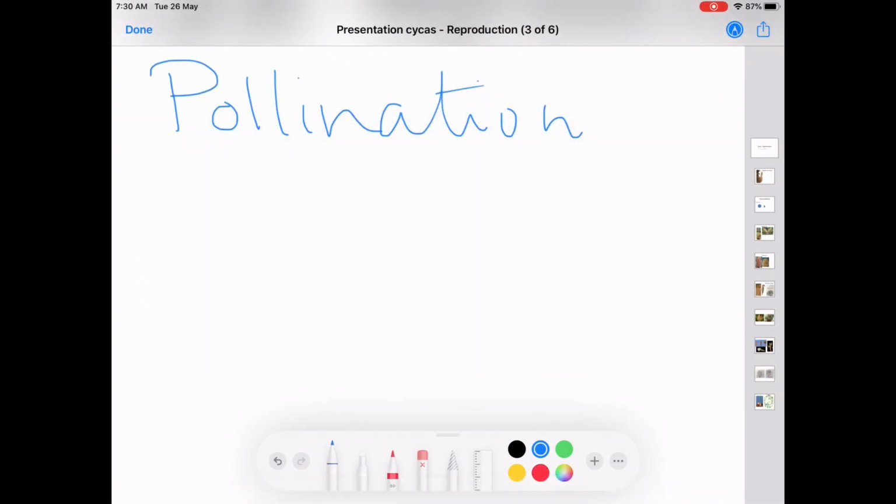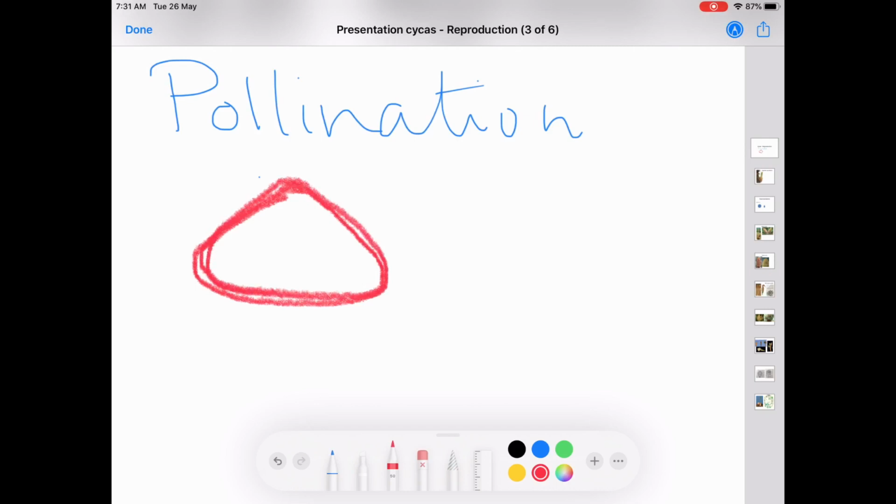Now, coming on to the pollination in Cycas. The pollination in Cycas is anemophilous, that is, pollinated by the wind. Here, the pollen grains are released at a 3-celled stage, and the pollen grain will be slightly conical in shape, like this. That is, the pollen grain will be carrying 3 cells inside.